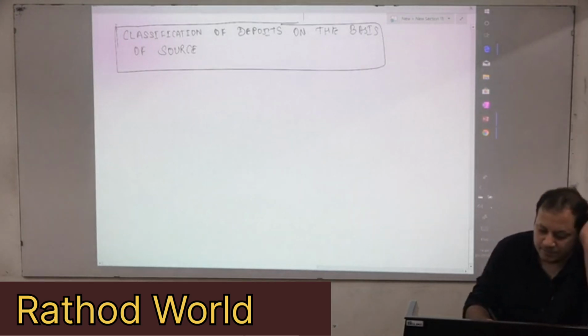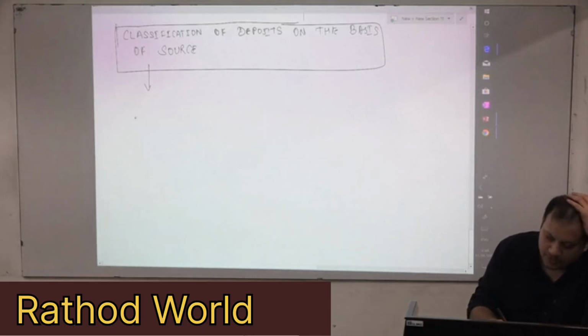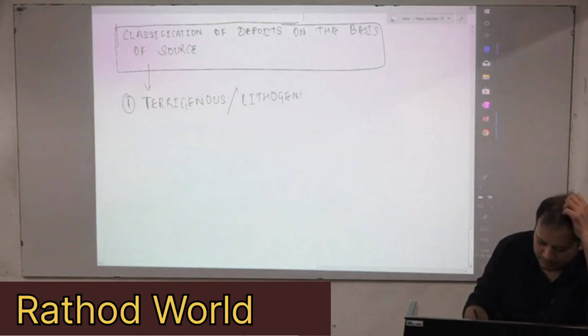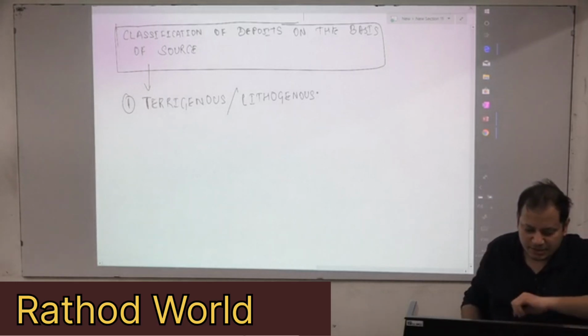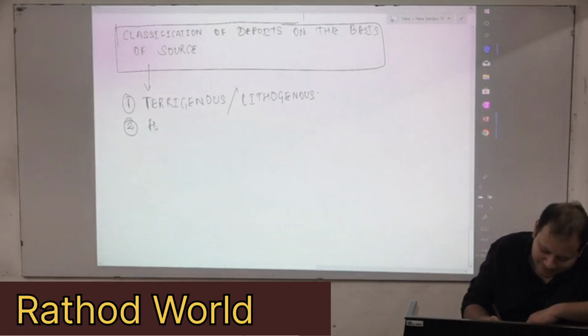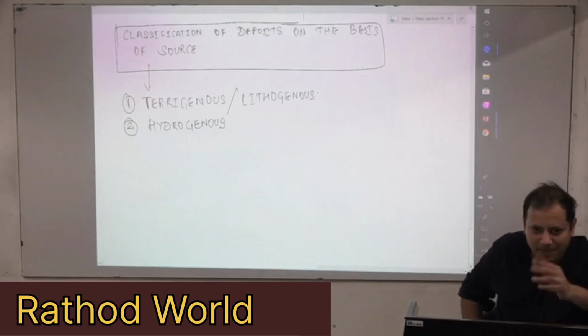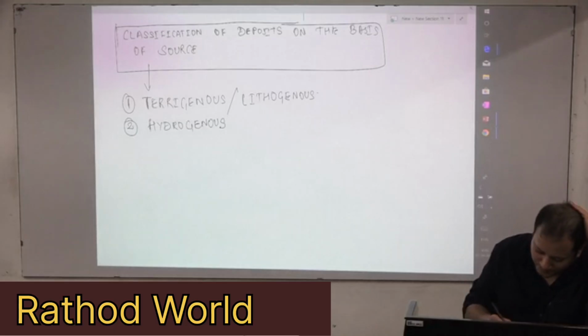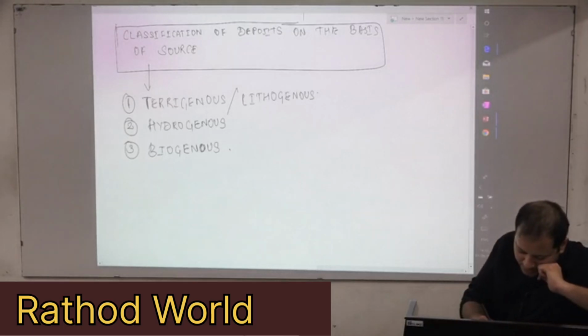Where is it coming from? Fine. So one source is the terrigenous or lithogenous. That is land. Second, hydrogenous, which falls from the pelagic biome in the water. Fine. And third, biogenous, which comes from marine organisms and plants.